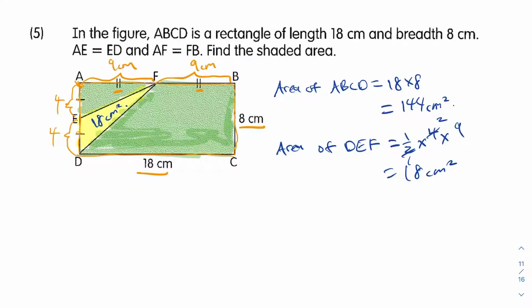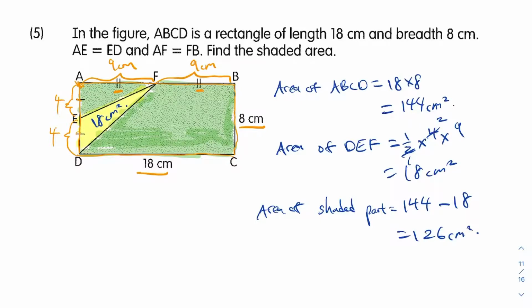So to find the area of the shaded part, which is your green part here, I will write area of shaded part would be the area of your rectangle, which is 144, minus the unshaded part, 18, would be 126 square centimeters. So I would say the area of the shaded part is 126 square centimeters.